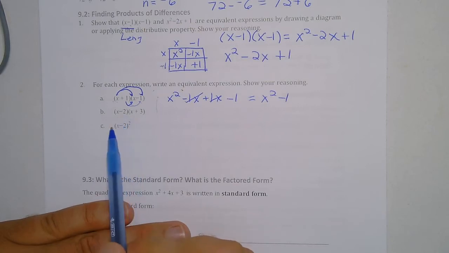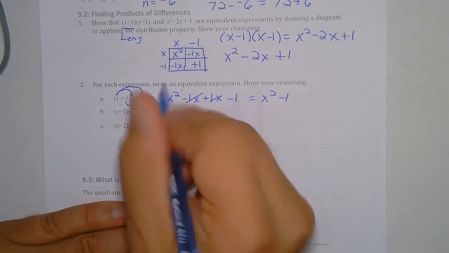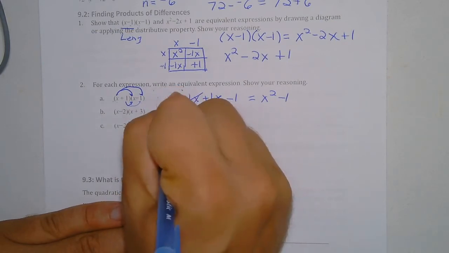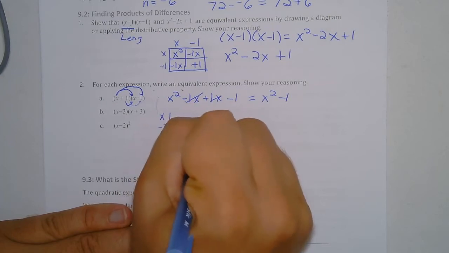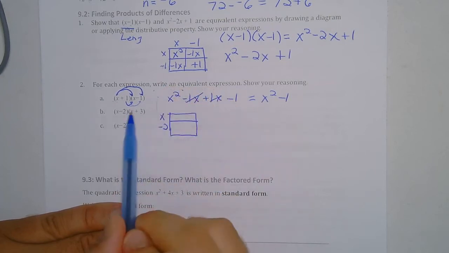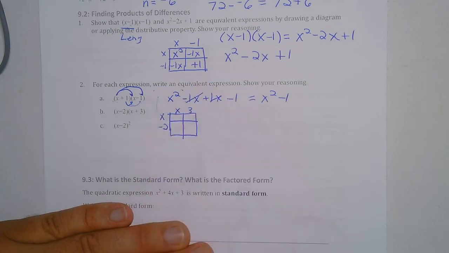Same idea here, but now what I'm going to do is draw an area model. So the x minus 2, we have x and then minus 2. So I'm going to draw that part of the rectangle. And then here I have the x and the 3. So I'm going to draw the x and the 3.